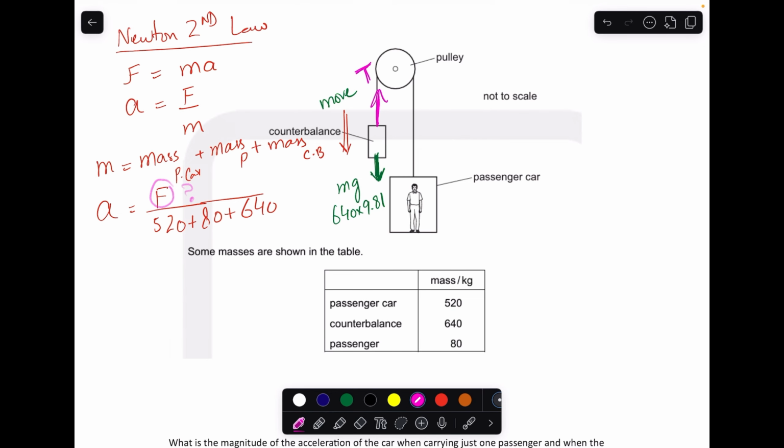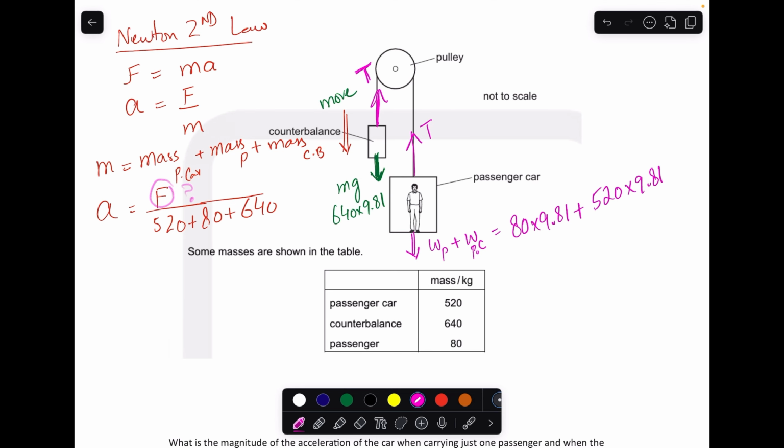And where is this tension coming from? This tension is coming from here, because of the weight of these. What is this force? This is the weight of the passenger plus the weight of the car. So the passenger weight will be 80 into 9.81, plus the passenger car mass, which will be 520, and to calculate the weight you have to multiply it with 9.81.